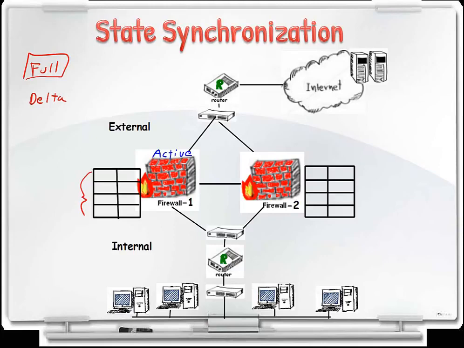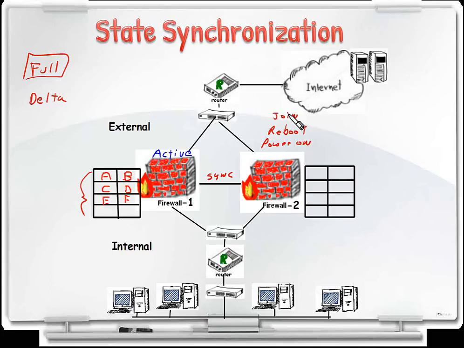And so on my active machine, I have a bunch of active connections, and I need to synchronize those connections to one of my cluster members. Let's say one of my cluster members is powered off, and now I'm powering it on, or maybe one of my cluster members needs to be rebooted, or one of my cluster members is trying to join the cluster. The synchronization needs to happen across the cluster members.